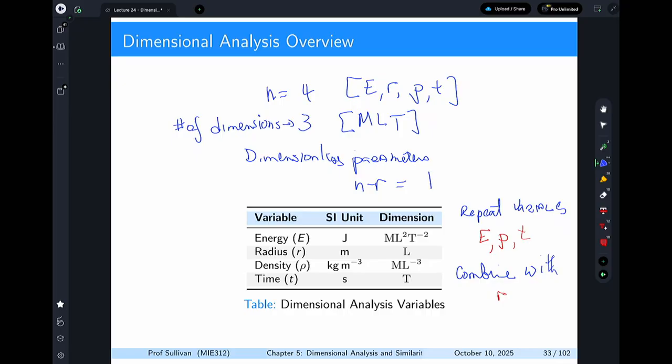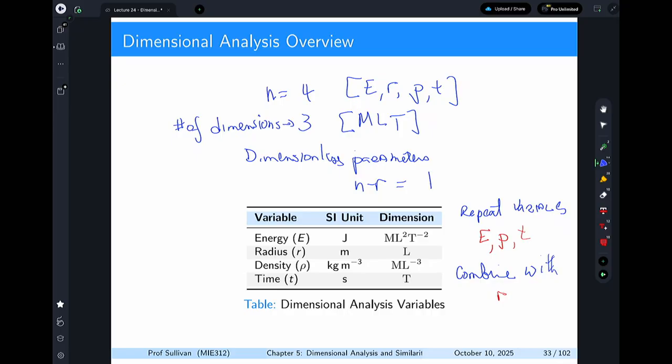Go ahead. Sorry, what do you mean by repeating the variables and then combining it? So I want to combine energy. In the first example we looked at coefficients of force, and we combined a set of variables. In Reynolds number, we combined another set of variables. We're going to do the same thing with energy, density, and time, and we're going to use R as the other variable we're interested in. Why don't you just decide to go to 3 dimensions? Because those are the only terms that play a role here.